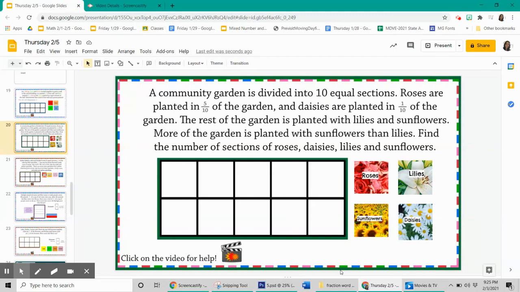A community garden is divided into 10 equal sections. Roses are planted in 5/10 of the garden, and daisies are planted in 1/10 of the garden. The rest of the garden is planted with lilies and sunflowers. More of the garden is planted with sunflowers than lilies. Find the number of sections of roses, daisies, lilies, and sunflowers.